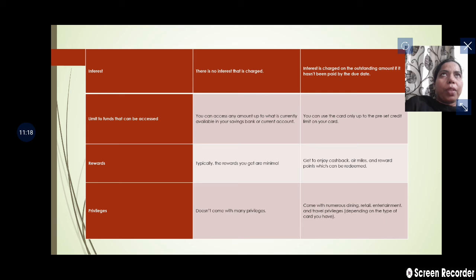So here we have discussed the credit card and the differences between the debit card and the credit card. In the next video lecture, we will discuss the different terms which are related with e-banking.